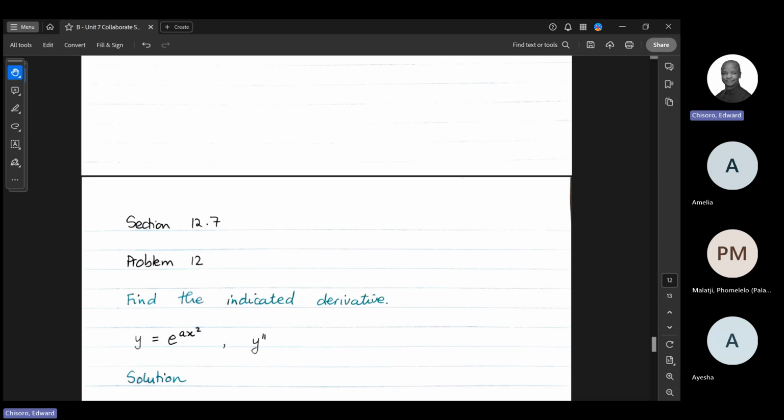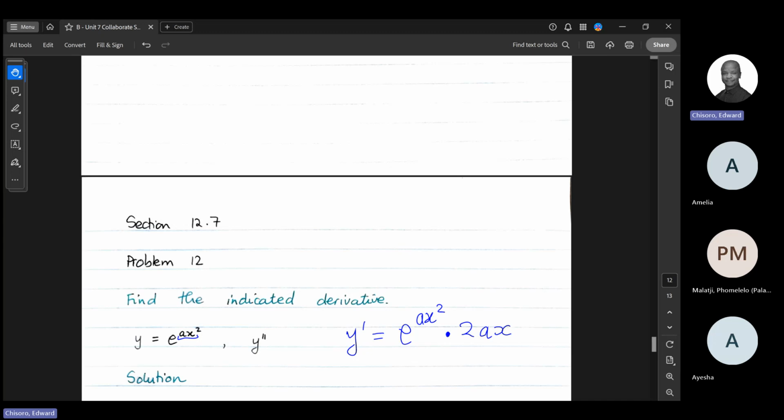So the first derivative would be, so notice that there's a chain rule. So your first derivative would be, if you differentiate an exponential function, you get the exponential function back, first of all, e to the ax squared, times the differentiation of the inside function. So that would be 2ax.